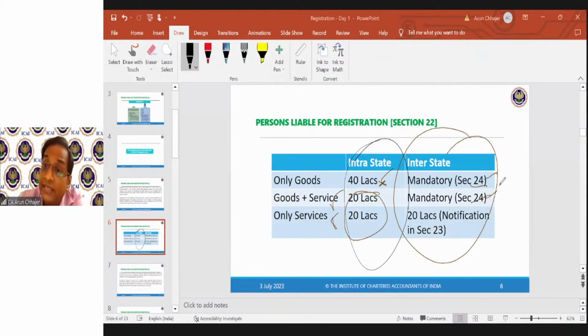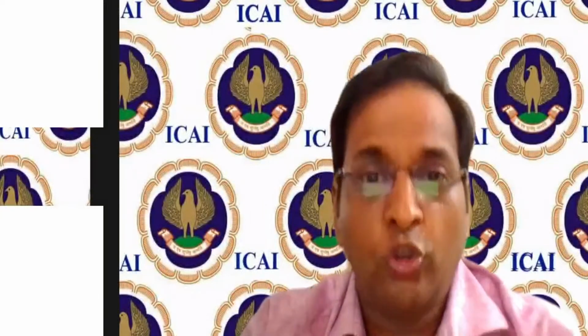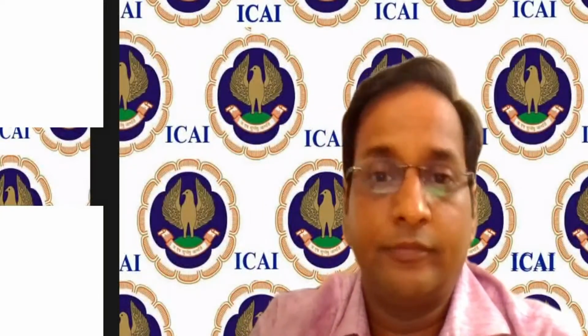But if I am supplying goods from one state to another, there is no limit; you have to take mandatory registration. If I'm supplying only services, the limit of 20 lakh would be there. But if I am supplying goods as well as services, because you are supplying goods, it comes under mandatory registration. Is it clear, Sushil and everyone? Khushi, all the participants who have not confirmed, is it clear now?